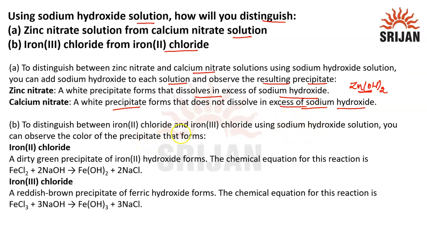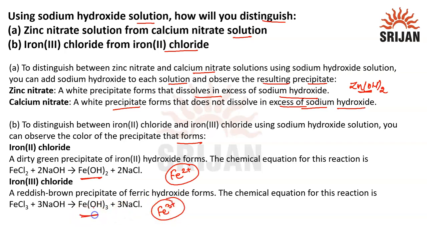Now to distinguish between iron 2 chloride and iron 3 chloride using sodium hydroxide, we can observe the color of the precipitate that forms. So we know that ferrous ions form a dirty green color precipitate. So a dirty green precipitate of ferrous hydroxide will be formed in the case of iron 2 chloride. And in the case of iron 3 chloride, a reddish brown precipitate will be formed because of ferric ions.